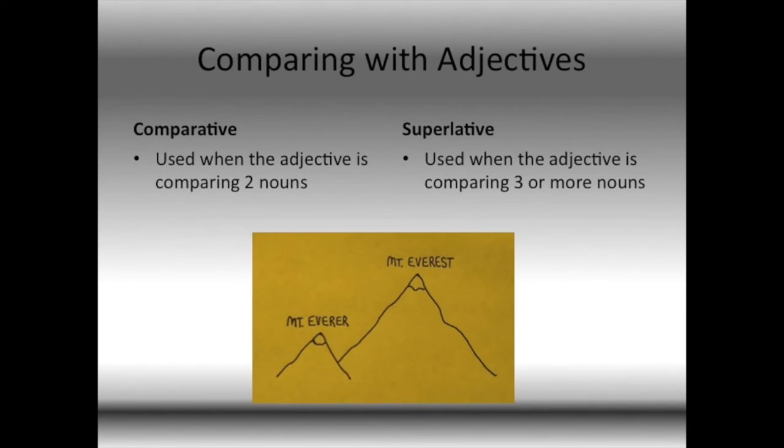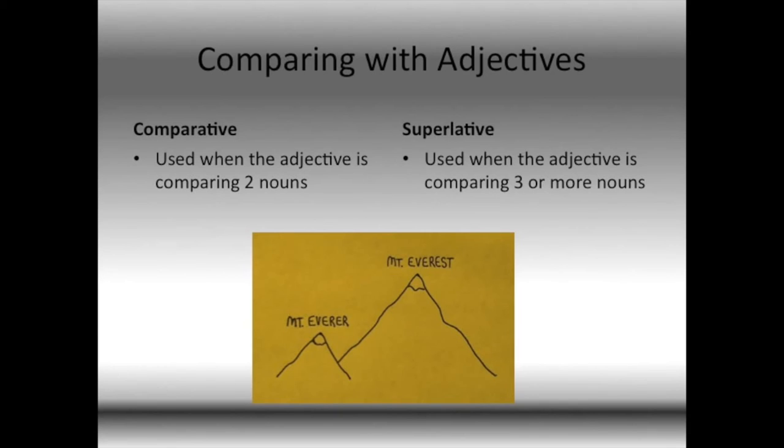Another way you can use adjectives is to compare nouns to one another. If you are using an adjective to compare two nouns, you are using the comparative form of the adjective. Comparative adjectives usually end in ER, although sometimes you use the word more in front of the adjective instead of adding the ER suffix. So, for example, you might say, Miss Rule is prettier than her sister, or you could say, Miss Rule is more beautiful than her sister.